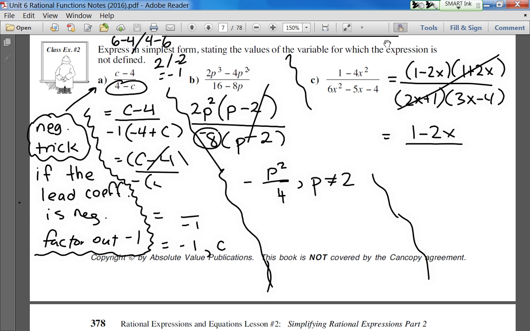So 1 minus 2x over 3x minus 4, comma, x is not allowed to be negative half from this one, right? And 4/3. Okay, you guys are rocking.